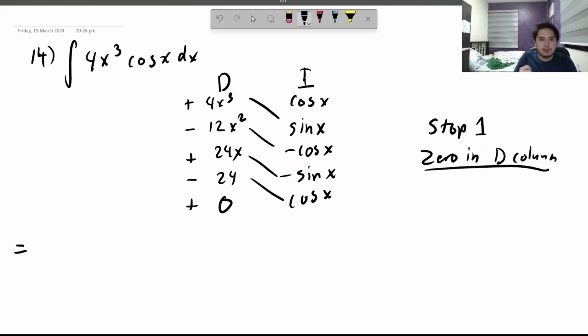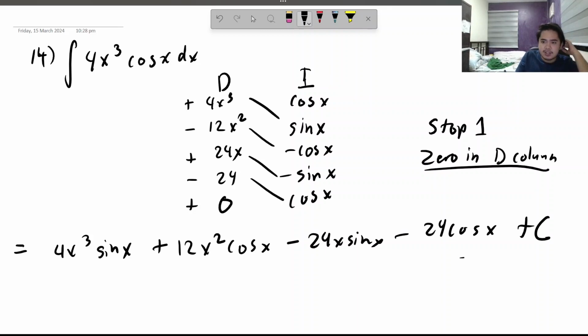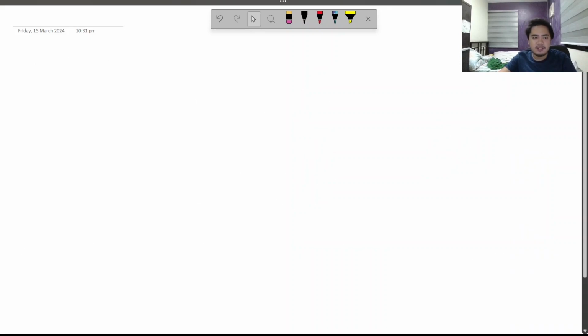Now, what we can do is to multiply all this. So, don't ignore the sign. So, positive 4x cubed sine x. Minus minus, that is plus 12x squared cosine x. Plus minus, that is minus 24x sine x. Minus plus, that is minus 24 cosine x. Plus c, because it's finished, and that's the answer. Miles easier than using the other traditional method.